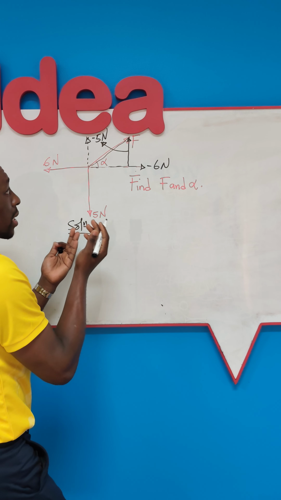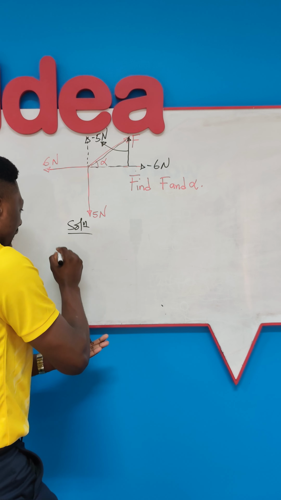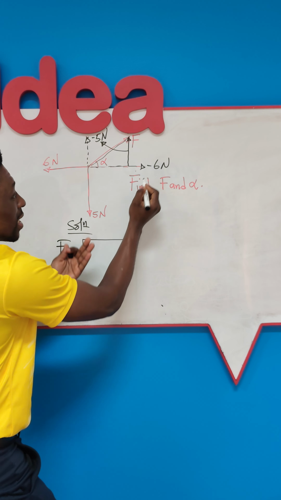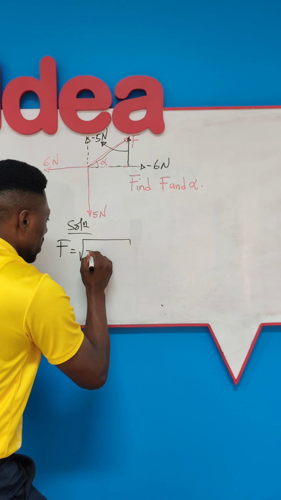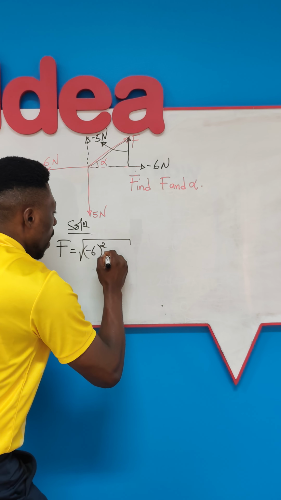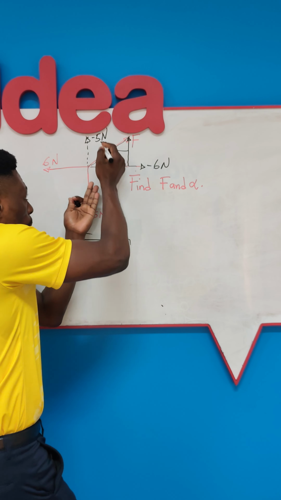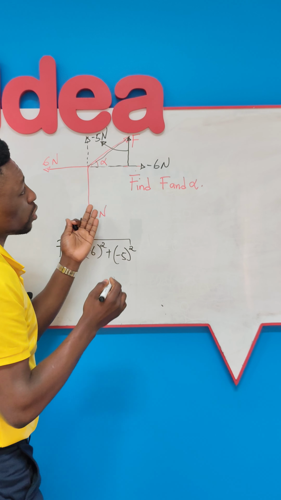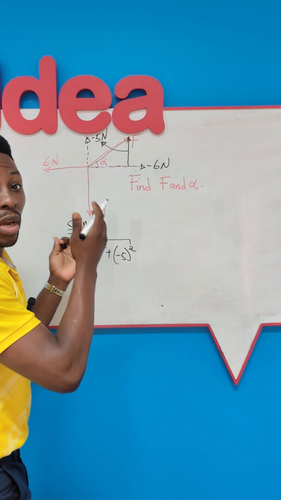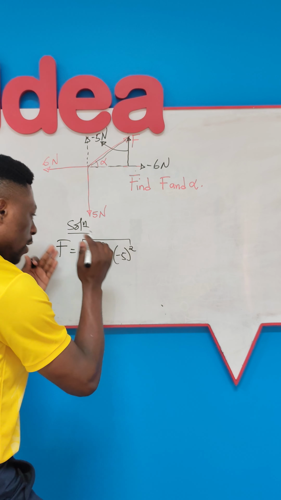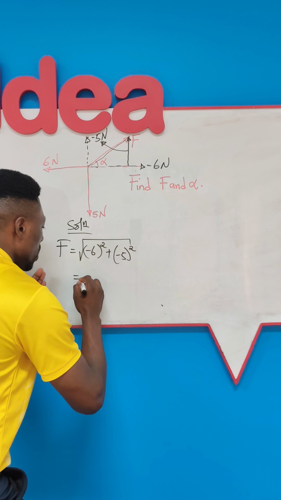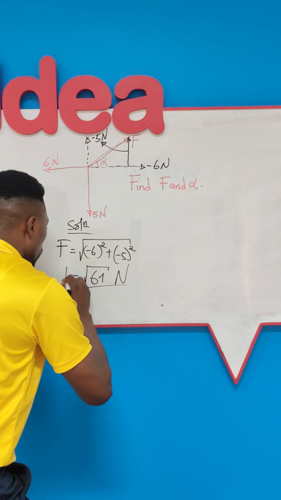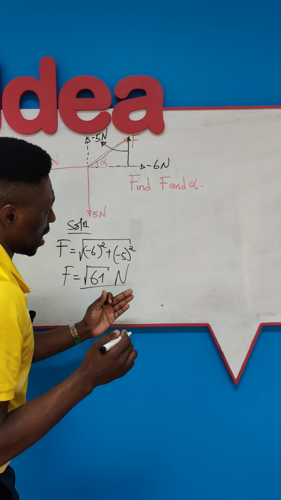So according to the Pythagorean theorem for forces, F will be equal to the square root of this component all squared, which is -6 all squared, plus this other component all squared, -5 all squared. It's the same theorem we used to apply for trigonometric operations, all right? So if you punch very well on your calculator, this should give you the square root of 61 Newton, because we're talking about forces. Now we are not done yet.